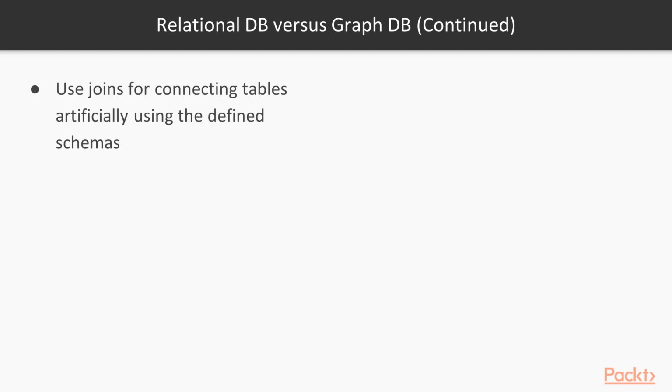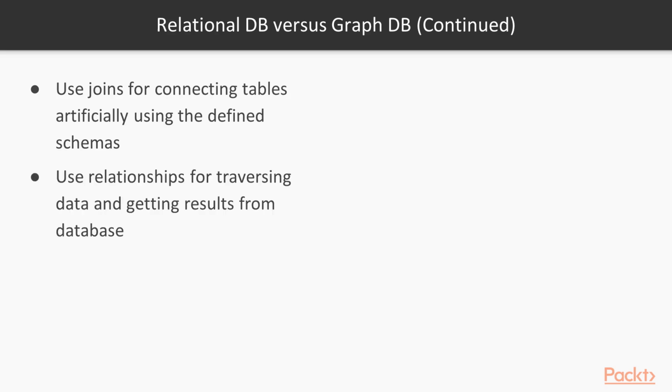Coming towards the join, which is the main torture for the users to select the right join for getting the right data from the table. But here in Neo4j, we do not have any issue of using joins. We just select the data using the relationships between the nodes, and that's how we work with Neo4j.